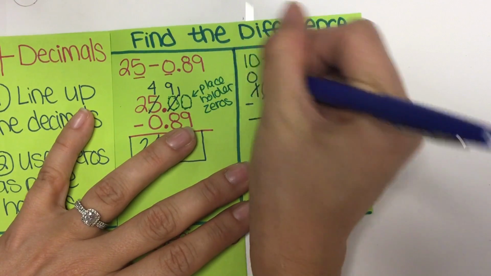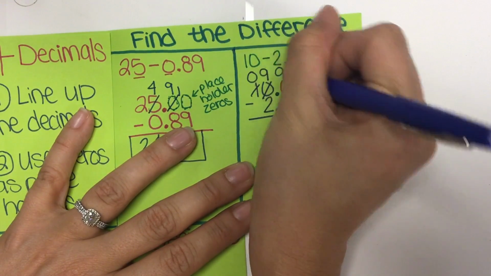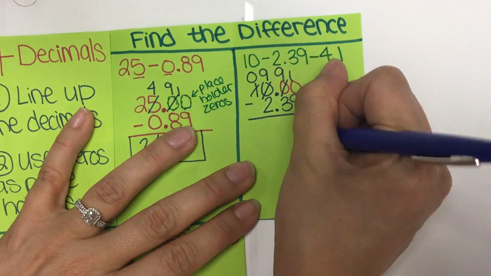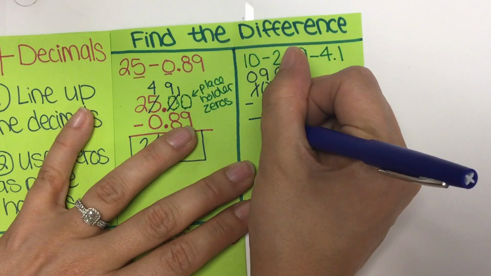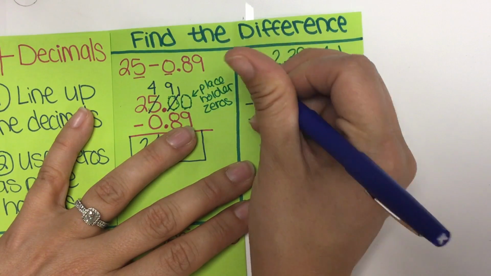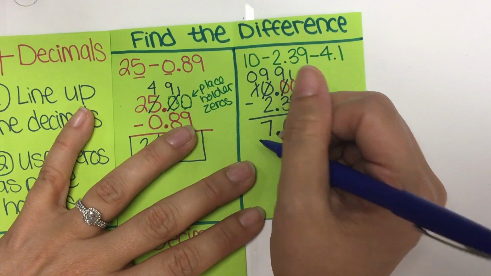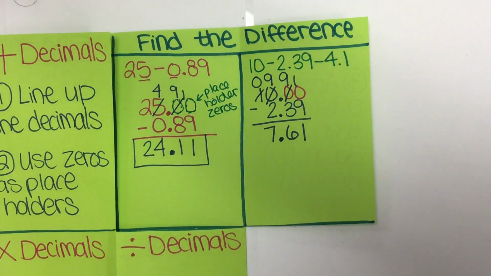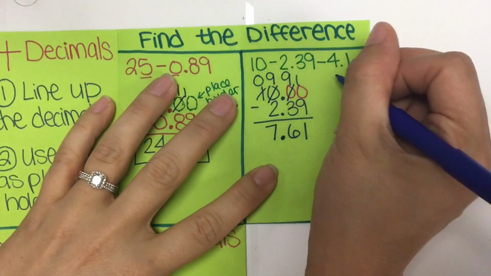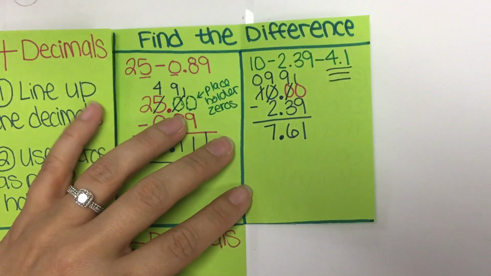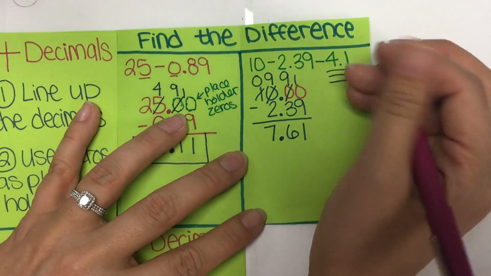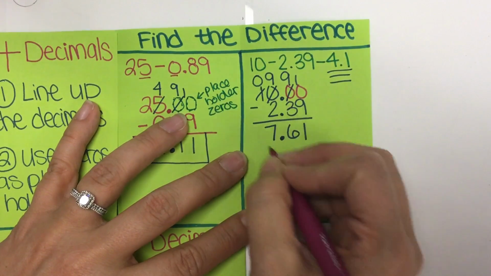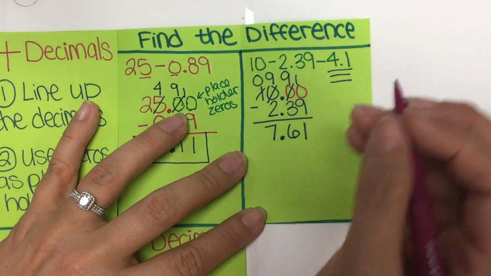So that 1 becomes a 0. I have 9, 9, and 10. So 10 minus 9 is 1. I'm left with 6. Bring that 0 down. I have 7. And 0 minus nothing is 0. So far, this is what I have. But I still have to take away the 4 and 1/10. So now I can bring that down here. I have my first difference, but I need to complete that.